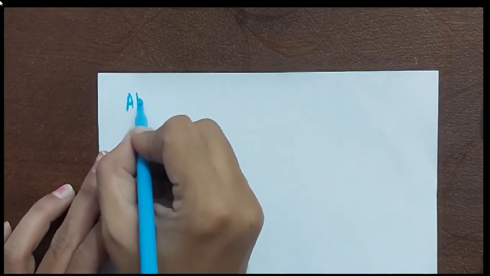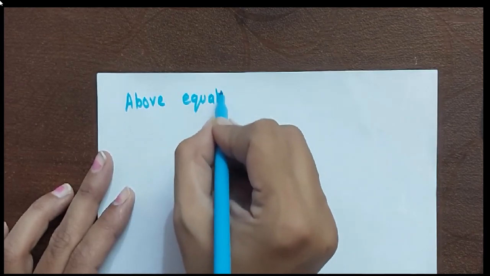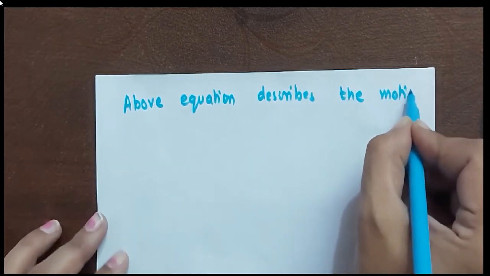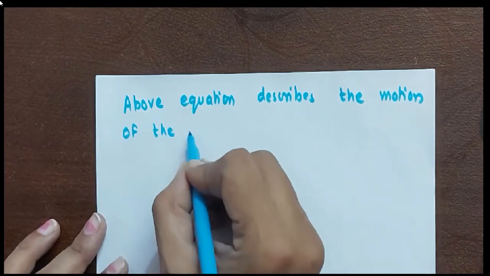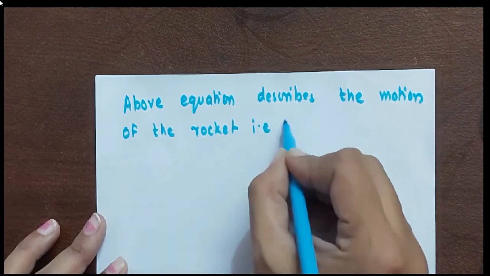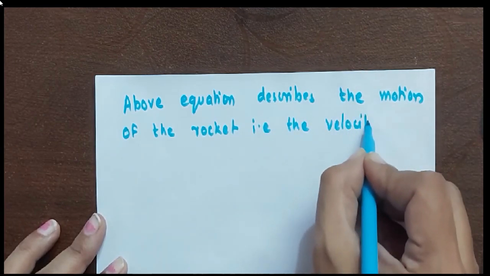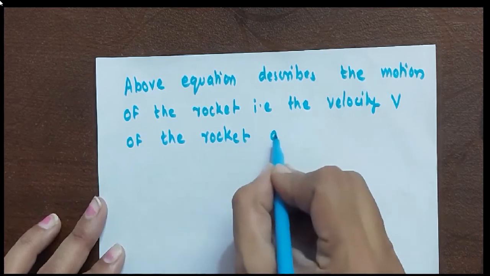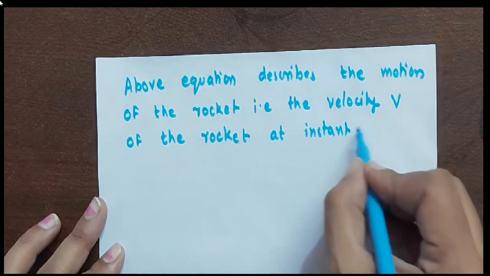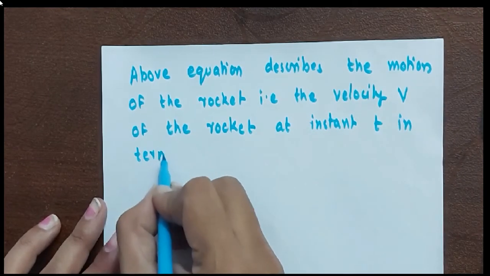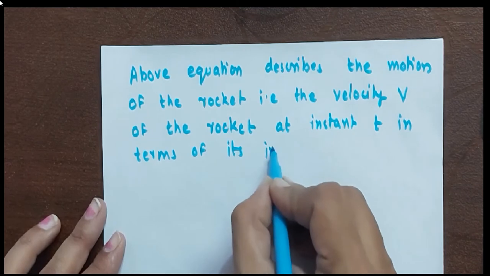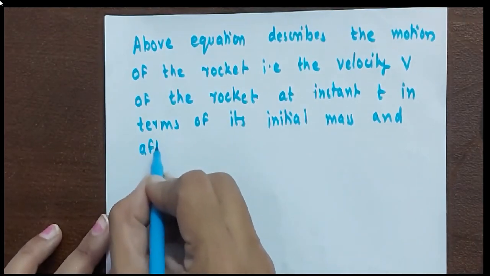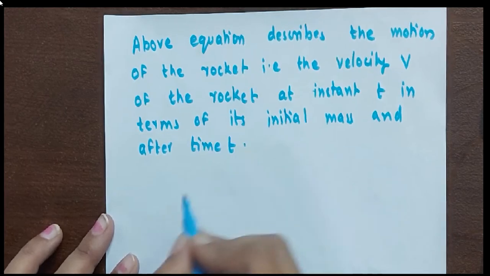The above equation describes the motion of the rocket, that is, the velocity v of the rocket at instant t in terms of its initial mass and mass after time t.